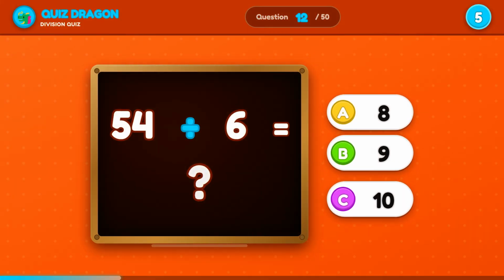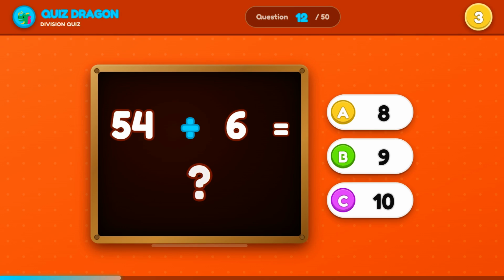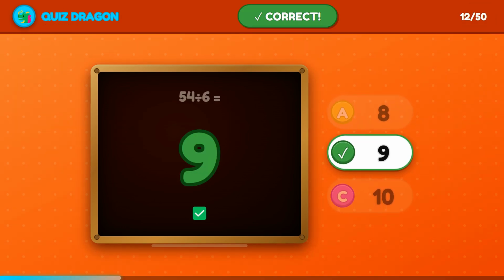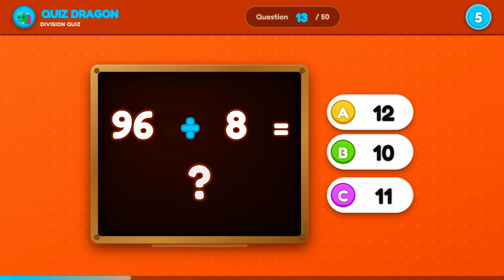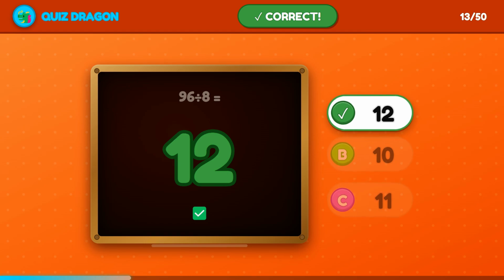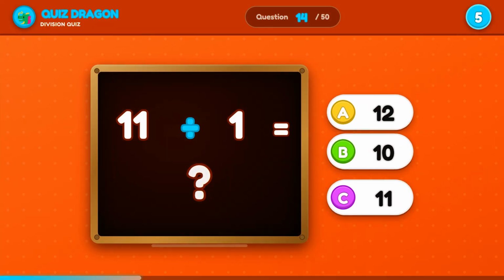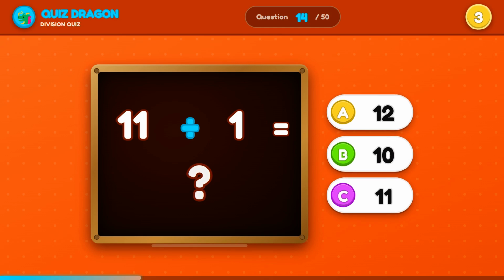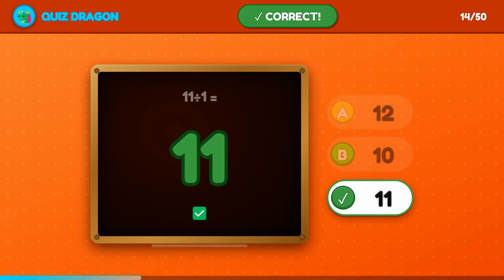Question 12. What is 54 divided by 6? The correct answer is B, 9. Question 13. What is 96 divided by 8? The correct answer is A, 12. Question 14. What is 11 divided by 1? The correct answer is C, 11.